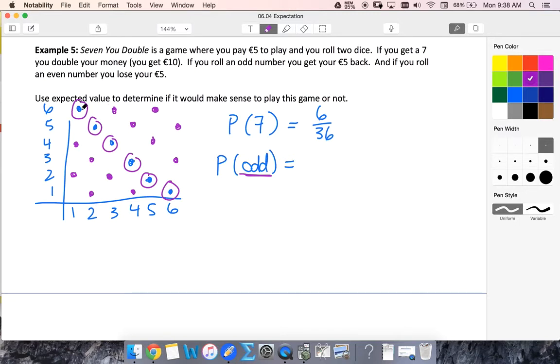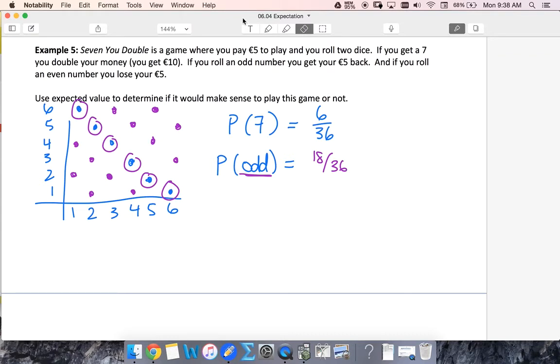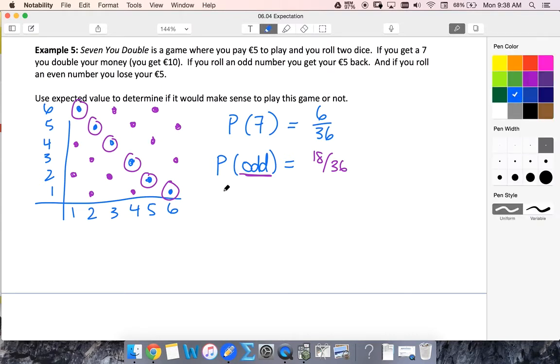And I can see that my odds are 1, 2, 3, 4, 5, 6, 7, 8, 9, 10, 11, 12, 13, 14, 15, 16, 17, 18. So half of the outcomes are going to be odd. And if I roll an even number, let's make this one switch back to the blue. Well, all of the rest that are the opposite of odd are even, so that's also 18 out of 36.